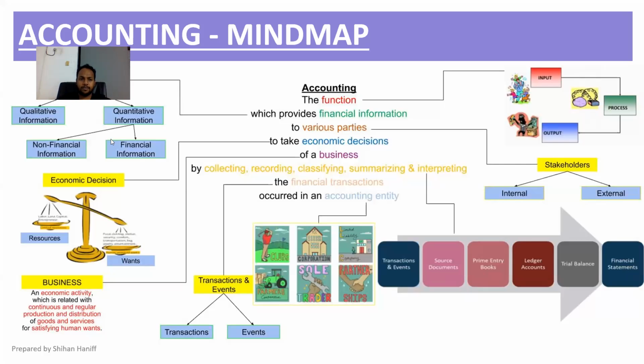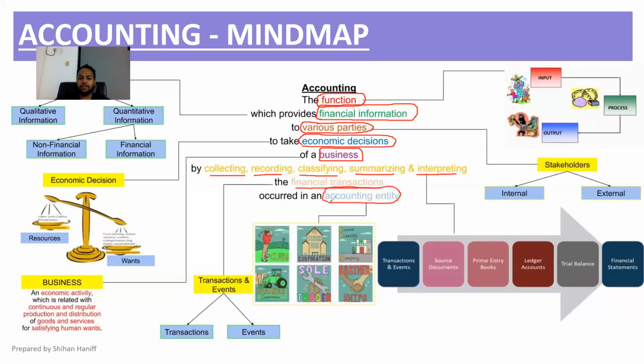Accounting is a function. Each term is important, right? So you understand the definition, then one by one, we will learn the terms. Accounting is a function which provides financial information to various parties to take economic decisions of a business by collecting, recording, classifying, summarizing, and interpreting the financial transactions occurred in an accounting entity.